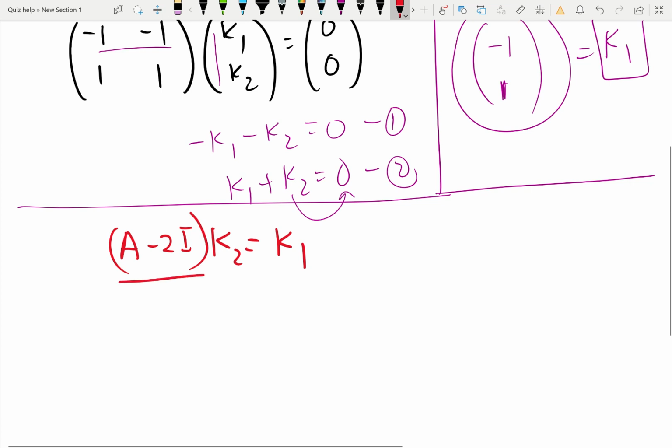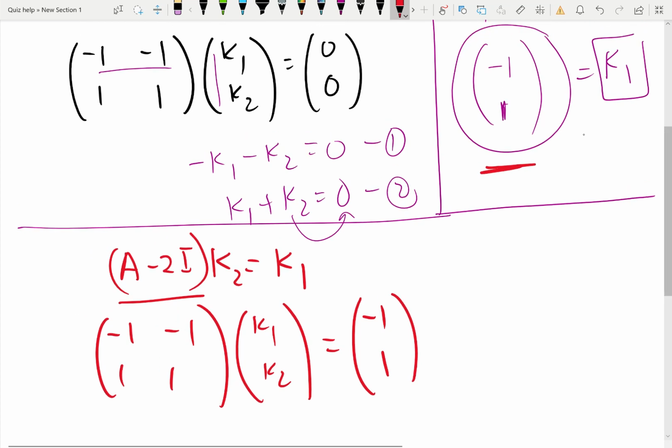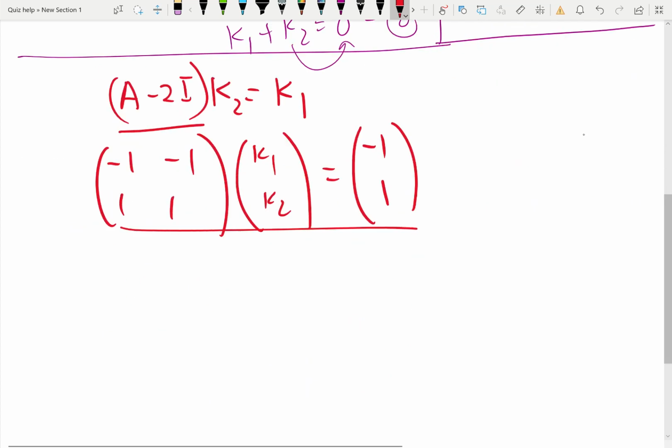So the A minus 2I matrix is still negative 1, negative 1, 1, 1. K2 is little k1, little k2. And the right hand side is K1, which is negative 1, 1. That is what we just found here. So use the eigenvector that you just found, put it on the right hand side instead of 0. Okay, so now we can write two equations from here. Still we don't really need Gaussian elimination.